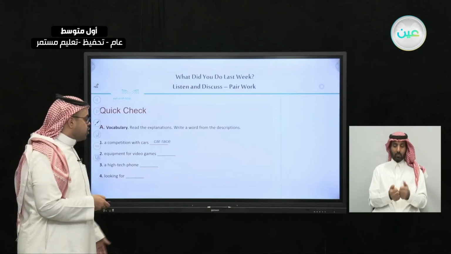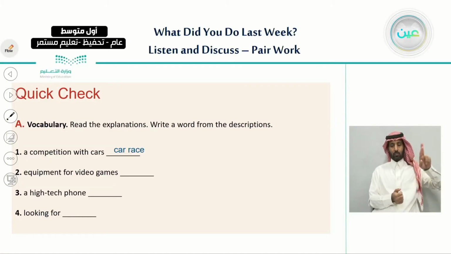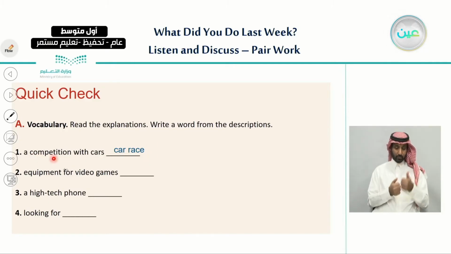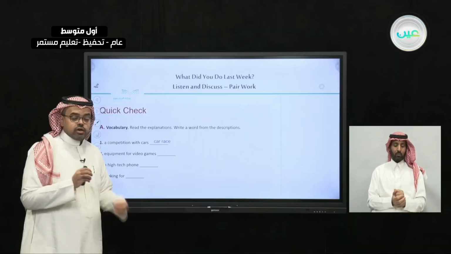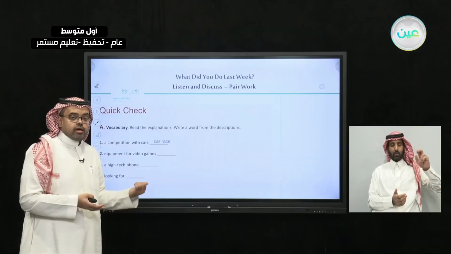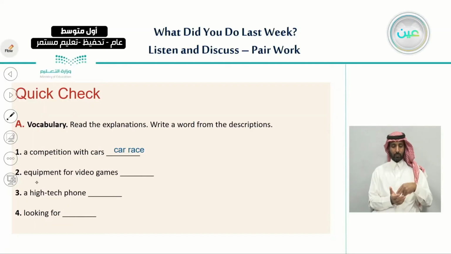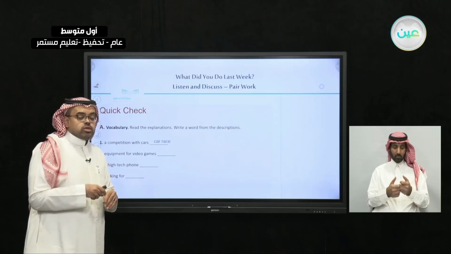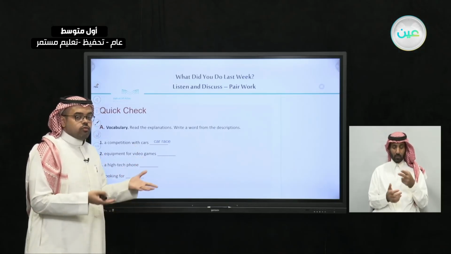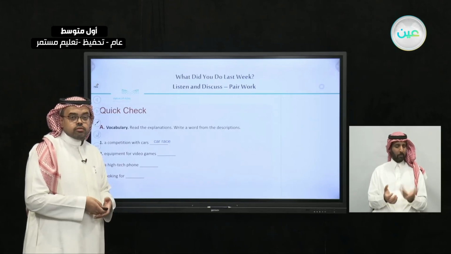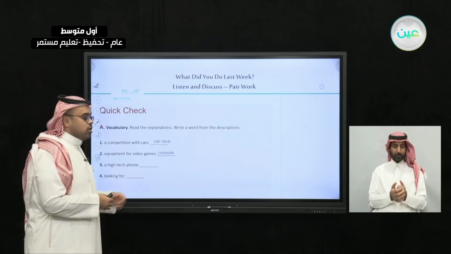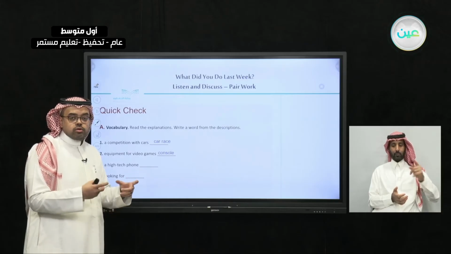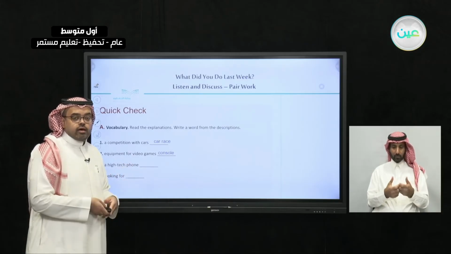Very good. We call it a car race. So car race describes this explanation. This is how we are going to answer this question. So number 2, equipment for video games. In this text, we have read about one equipment that is used for video games. Do you know what that equipment is? Very good. It is a console. It means the controller that we use when we play video games.